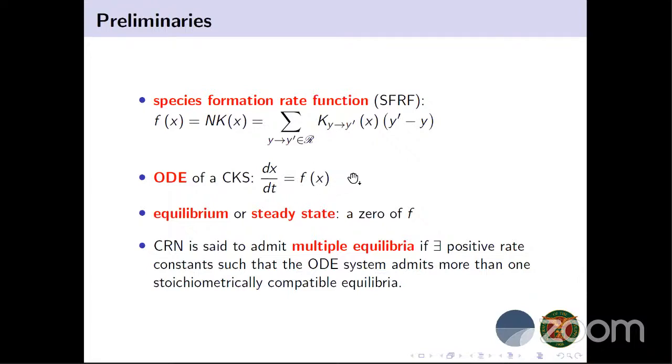So the solution of the equation, if this is equated to 0, would give you an equilibrium or a steady state of the network. And what we mean by positive equilibrium is that each component of the vector, a vector in the set of equilibria, is positive. That would be the definition for an equilibrium being positive.